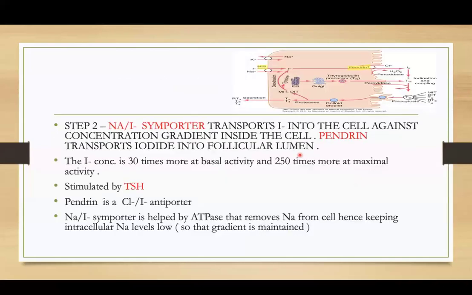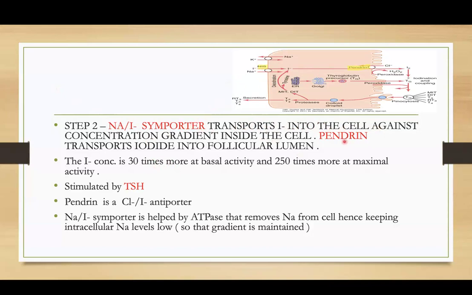The second step is we have something called a sodium iodide transporter. So I minus, this I minus is iodide, okay? And the I2 is iodine. So these are different chemical variants of the same molecule, but I minus is iodide. So we have the sodium iodide symporter, which is this NIS, which transports iodine into the cell against the concentration gradient inside the cell. So we already have a lot of iodine inside the cell, but the whole point of this cell is to form thyroid hormones, and we need iodine for that, right? So that's why it transports iodine against the concentration gradient along with sodium because it's a symporter.